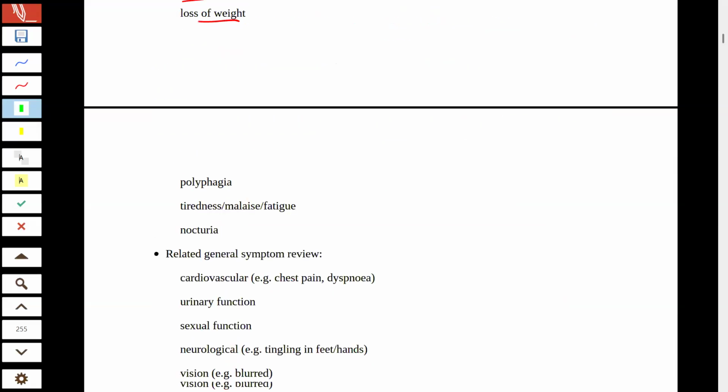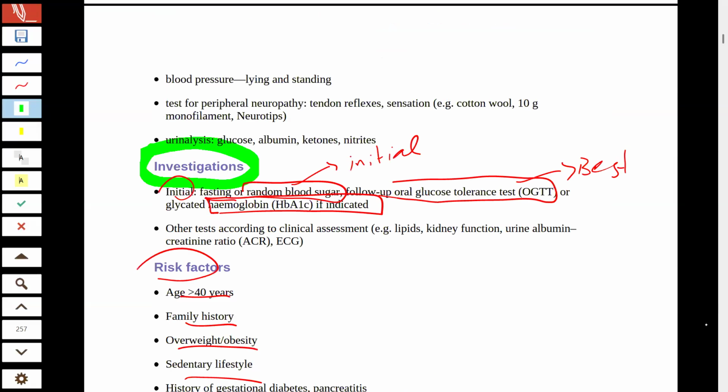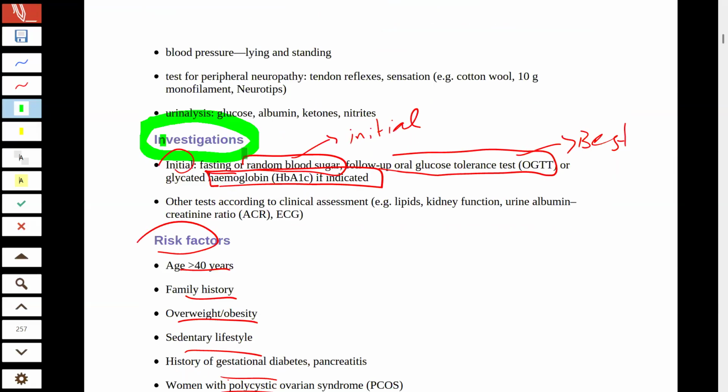History you will take, and you can go through it in your own time. The investigations we already discussed: the random blood glucose or fasting blood glucose. This is the initial test we have to run. Before going to the best test, we will do the initial one, which is fasting or random blood glucose. And the best test to follow up is the oral glucose tolerance test. We also do this test in pregnancy at 24 to 28 weeks, and it is the best test to make the diagnosis. Or we can do the HbA1c if indicated.